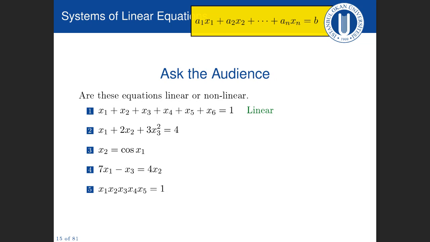It's 1x1, so just number x1, plus 1x2, number x2, plus 1x3, plus 1x4, plus 1x5, plus 1x6 is equal to 1. This looks like the form in the yellow box, so this is a linear equation. What about number 2? Is equation 2 a linear equation?